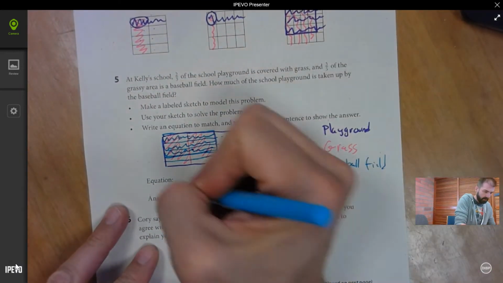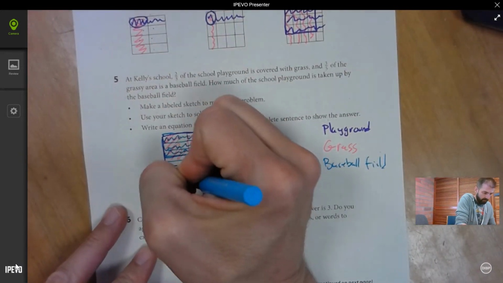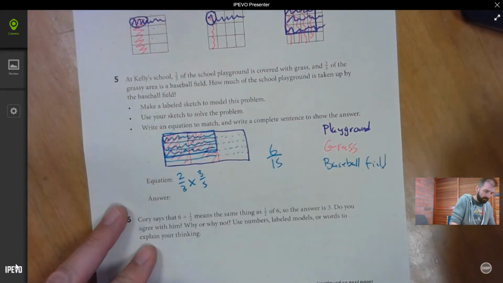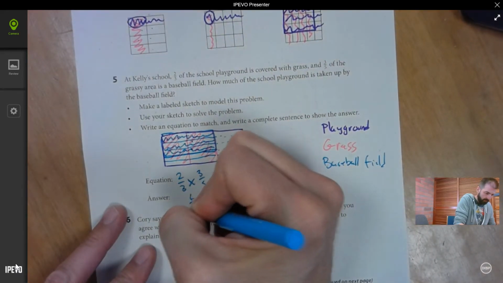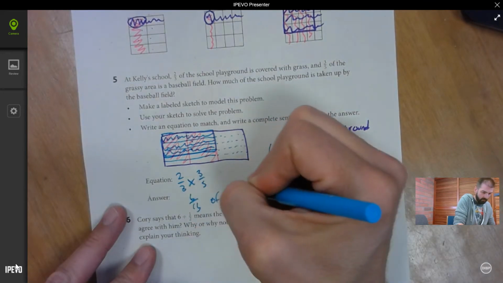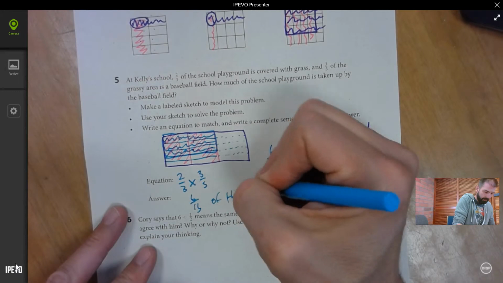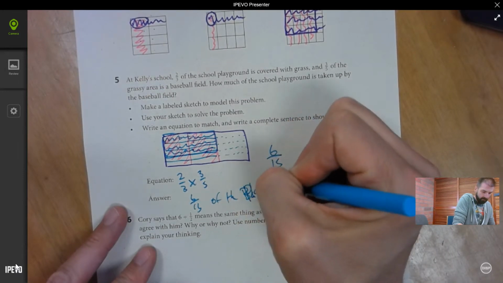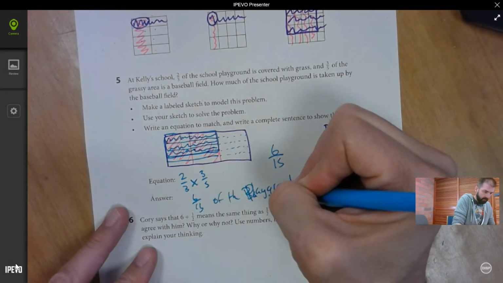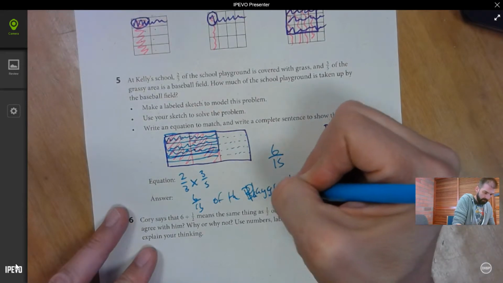So my equation is 2/3 times 3/5, and my answer is 6/15 of the playground is a baseball field.